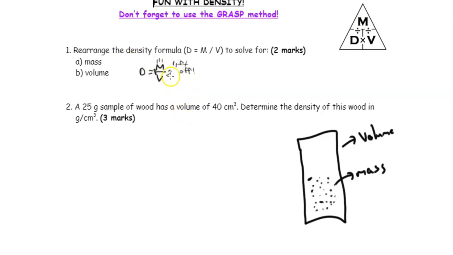Now let's get back to this. Question 1. So we know the equation for density. Can you rearrange that and tell me how would you solve for mass? Oh, let me see. Hold on. I'm thinking.